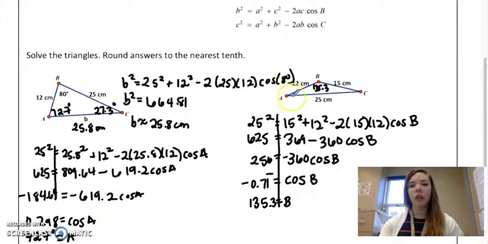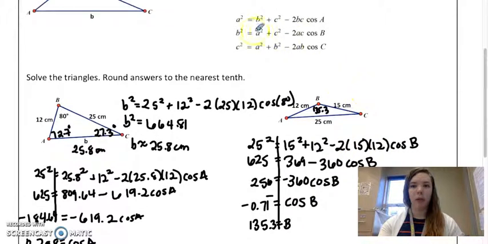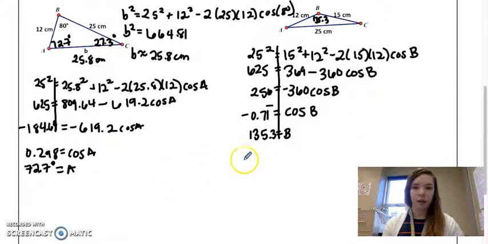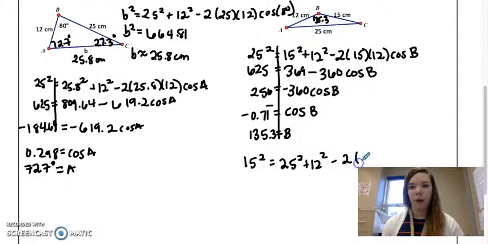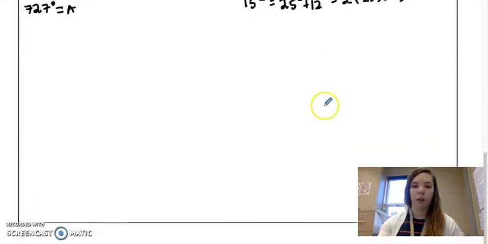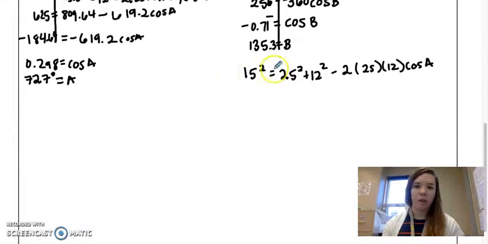Okay, then I just need to solve for one more, either A or C, and I can subtract from 180 to find the last one. So let's say we want to find A. I'm going to have A squared equals B squared plus C squared minus 2 times B times C cosine of A. Okay, and we're going to do the same thing here.